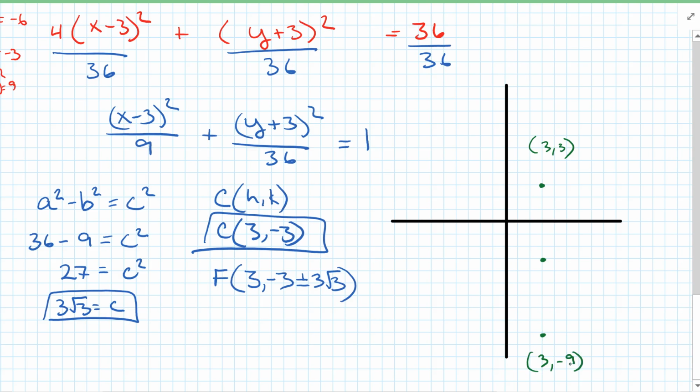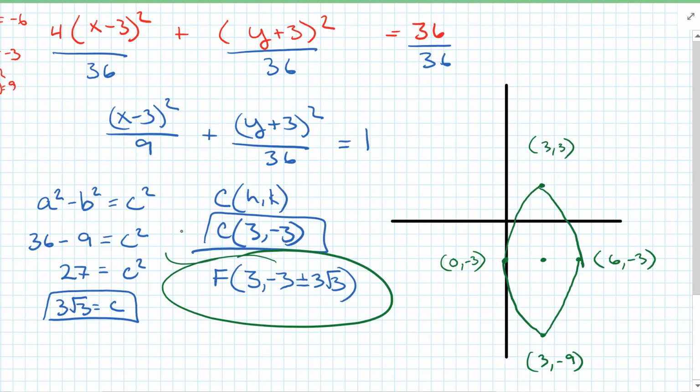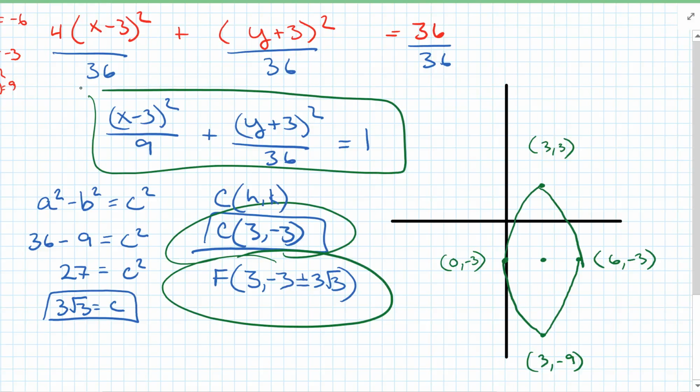My b value is the square root of 9. So it'd be 3. So we're going to go left 3, 1, 2, 3. That value is 6, negative 3. Go 3 the other way, 1, 2, 3. And that value is 0, negative 3. And there is our ellipse. So we found the foci, we found the center, we graphed it, and we found the equation. Good enough.